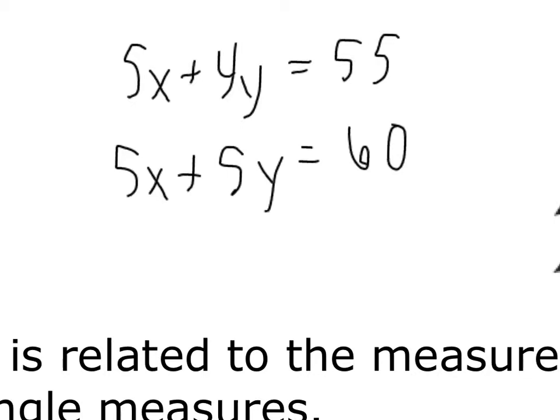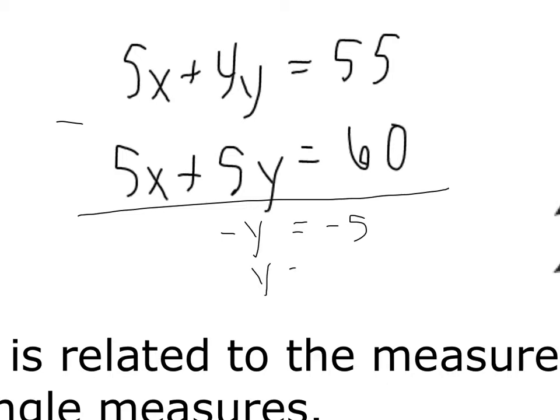I can go ahead and subtract these. And 5x minus 5x, those will just cancel out. And 4y minus 5y would give me minus y. And 55 minus 60 would give me minus 5. Okay, well, of course, if you have negative y, you want to change that to y. And our y would end up equaling 5. Okay, so we know that our y equals 5, but we also need to get our x.